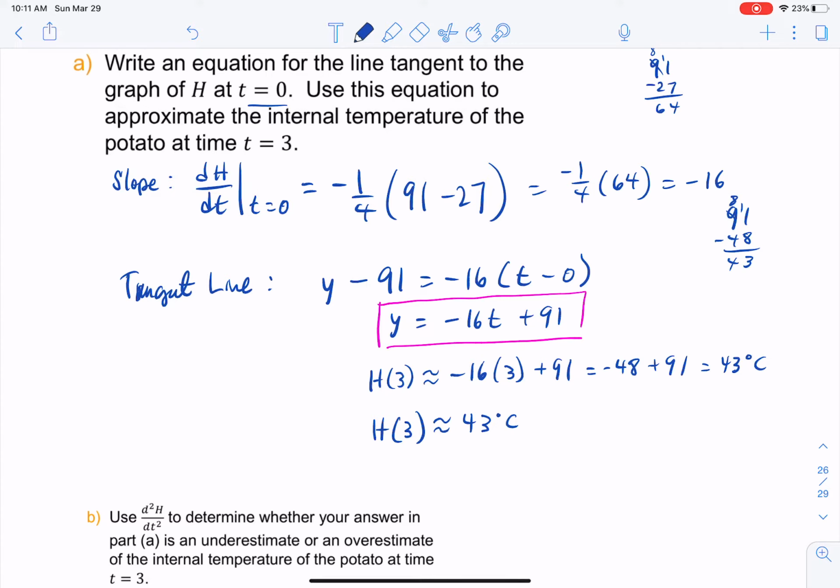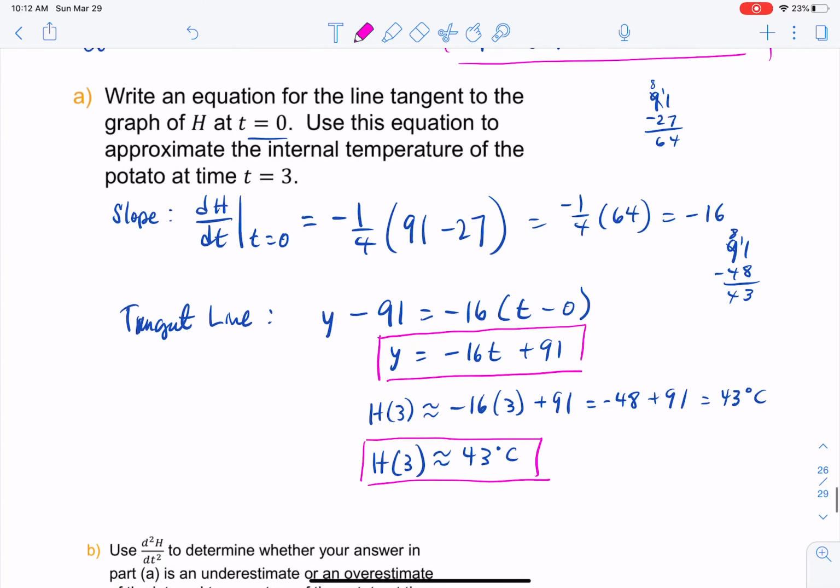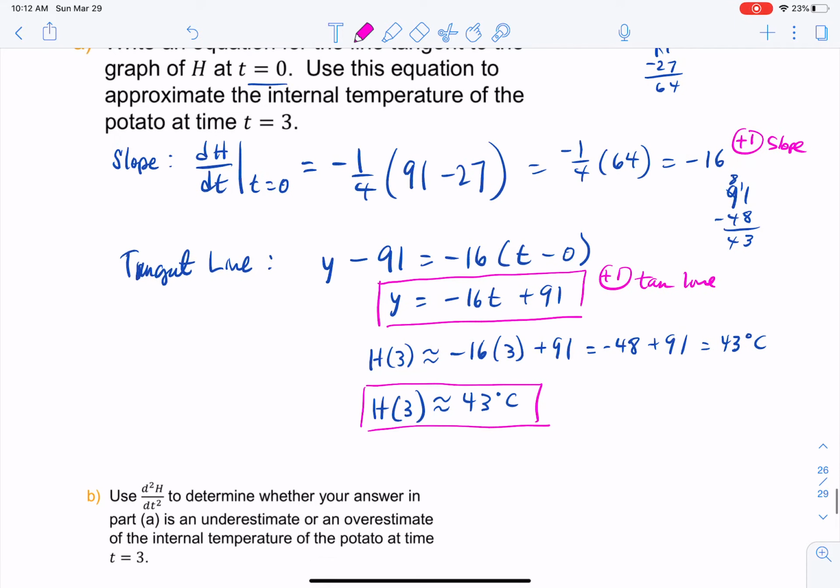Okay, point breakdown for this one went like this. I think this one was worth a total of 3 points. Getting our slope was worth a point. Getting our equation of our tangent line was worth a point. And then finally, our approximation was worth the final point.